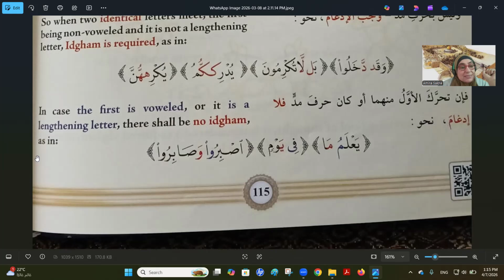As in, here, my dear sisters, in the first example, I have mim and mim. Yes, they are identical. But if you remember, we said two conditions. Is the first one sakin? No, it has dhamma. So no merging. I'm going to pronounce each one alone. Ya'lamu ma.